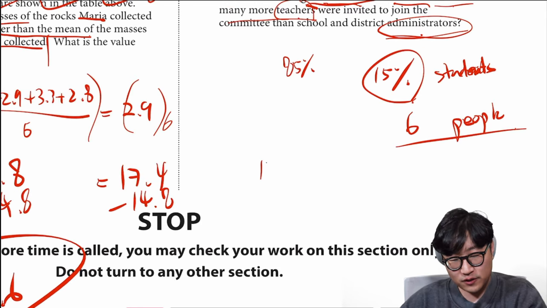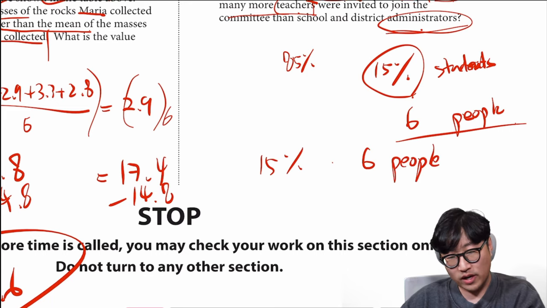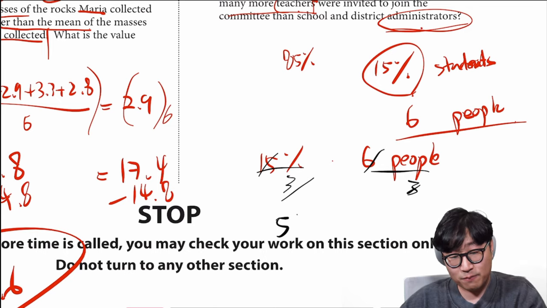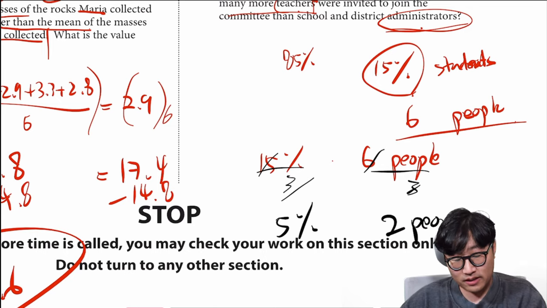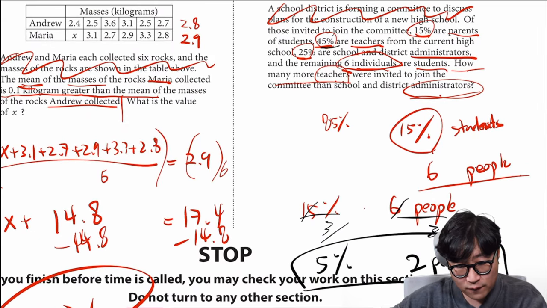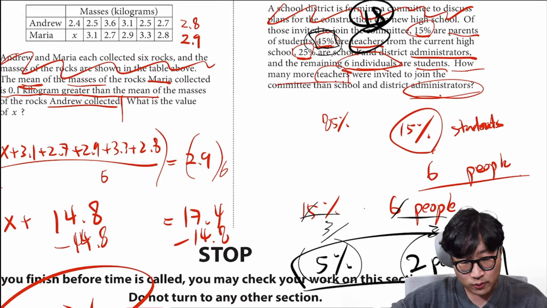So what we can say is 15% is 6 people, if this makes sense to everybody, right? You can use this ratio and just divide by 3s on both sides. Why would you do that? Because then you get 5% is 2 people. This is going to be really handy because, take a look, teachers are 45%. 5% is 2 people, so 45% is times 9 of that. So teachers are 18 people in total.